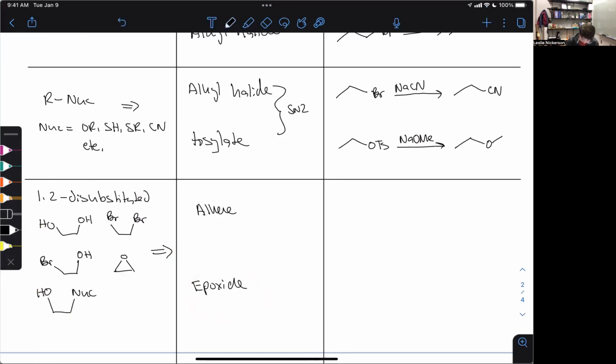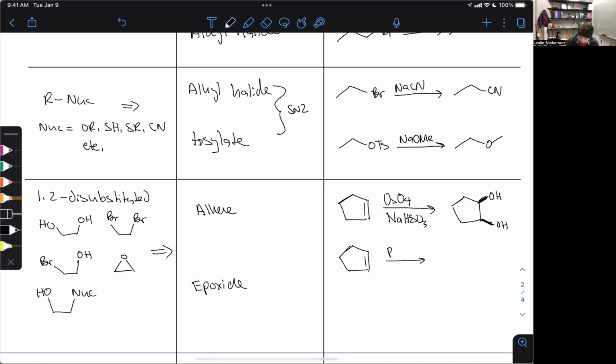So the alkene is stuff like, if I've got my alkene and I decide to do osmium tetroxide and the sodium sulfite, that's going to give me my syn addition of alcohols. Okay, if I have an alkene and I add in Br2, that's going to give me anti-addition of my bromines.